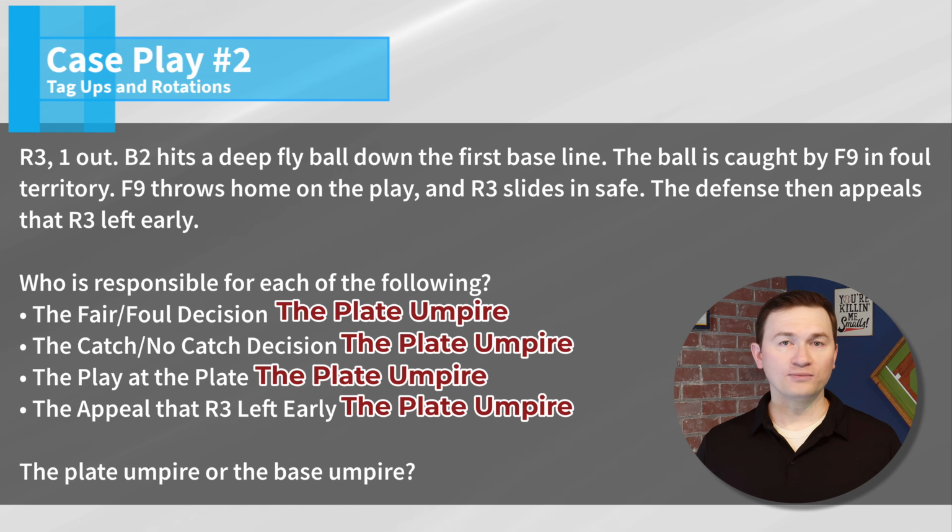The plate umpire owns fair foul. Once taking the ball, the plate umpire also owns the catch-no-catch decision. On top of this, the plate umpire has all tag-ups at third, and therefore the appeal on R3 leaving early. And of course, the plate umpire has the play at the plate. There is no swapping of responsibilities in this scenario, just a busy play for the plate umpire.